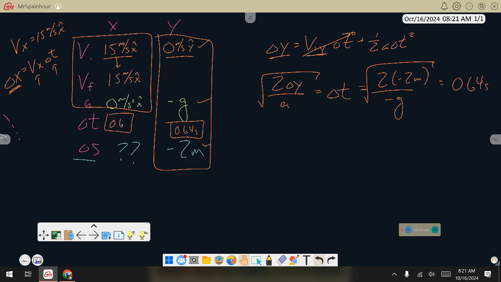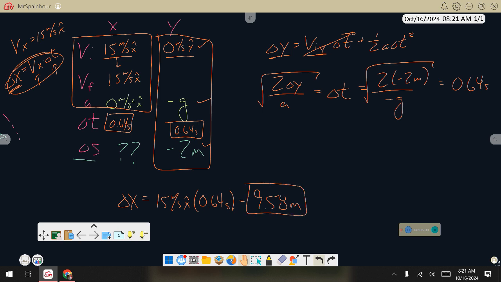Also, that is the amount of time it should be traveling in the x. So I'm going to go ahead and use that equation right over here. Plug in that this is 15 meters per second in the x, while it's falling for those 0.64 seconds, and I get that it should travel 9.58 meters in the x. And that is how to do a simple projectile motion problem.